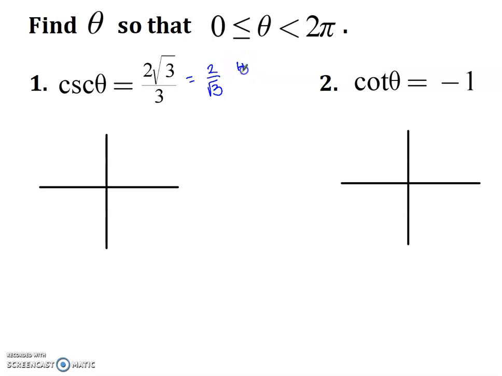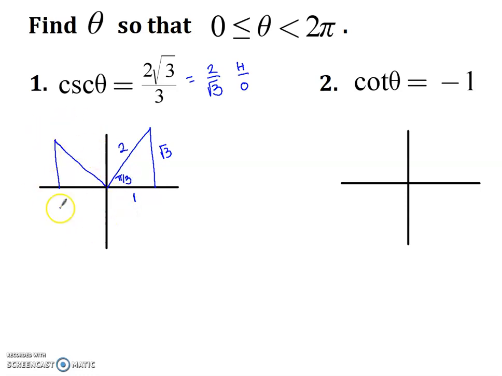Cosecant goes with sine. So that'll be hypotenuse over opposite. So where my opposite side is positive, that's going to be on the top. Okay, so my hypotenuse is 2. My opposite is root 3. This side will be 1. So then my reference angle. Okay, it's across from the root 3, which is 60 degrees. But since we're in radians, I'm going to label it in radians.